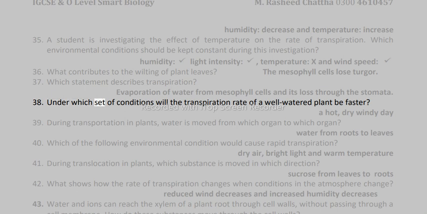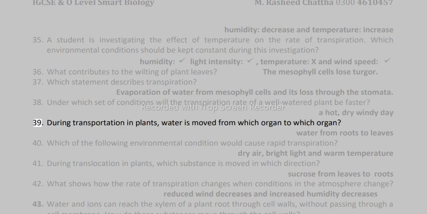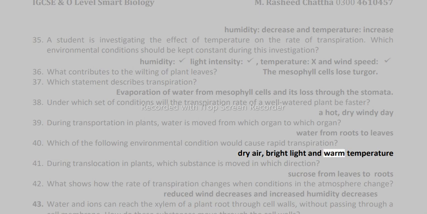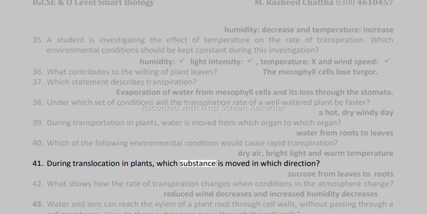38. Under which set of conditions will the transpiration rate of a well-watered plant be faster? A hot, dry, windy day. 39. During transportation in plants, water is moved from which organ to which organ? Water from roots to leaves. 40. Which of the following environmental conditions would cause rapid transpiration? Dry air, bright light and warm temperature. 41. During translocation in plants, which substance is moved in which direction? Sucrose from leaves to roots.